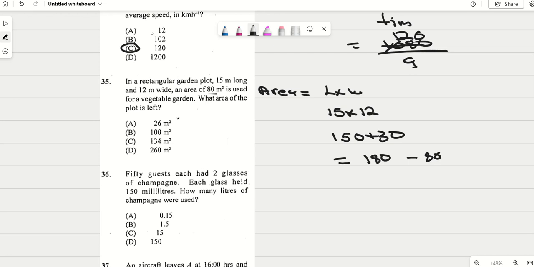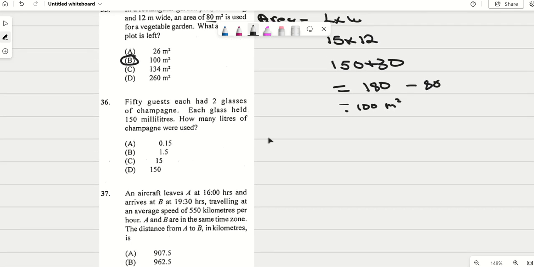This is a repeated question. The answer was B, which is 100 meters squared. That's how much was left. Now, this is the next question.